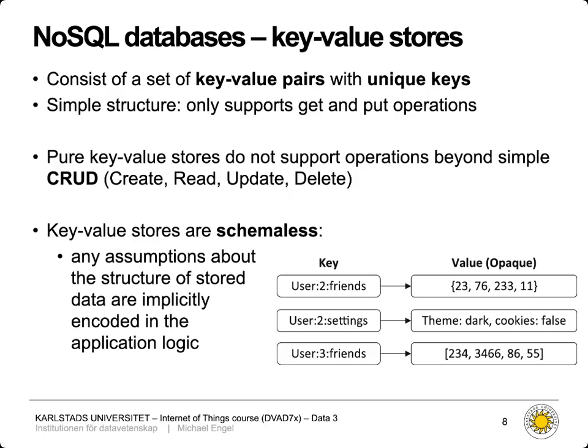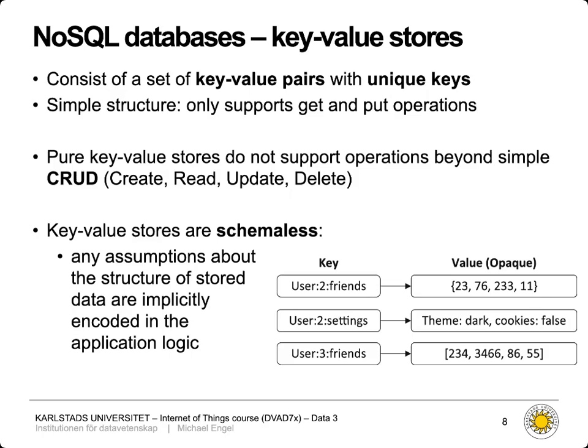You only have a get operation where you supply a key and you try to figure out if there's any key in the database and if it has any value. And if there's any value, it's returned to you. And on the other hand, there's a put operation. So a put operation provides a key and a value and then tries to insert this key value pair into the database. So the pure key value stores in their simplest form do not support operations beyond what we call CRUD. So we create something, we read something, we can update something, or delete such a key value pair from our NoSQL key value store.